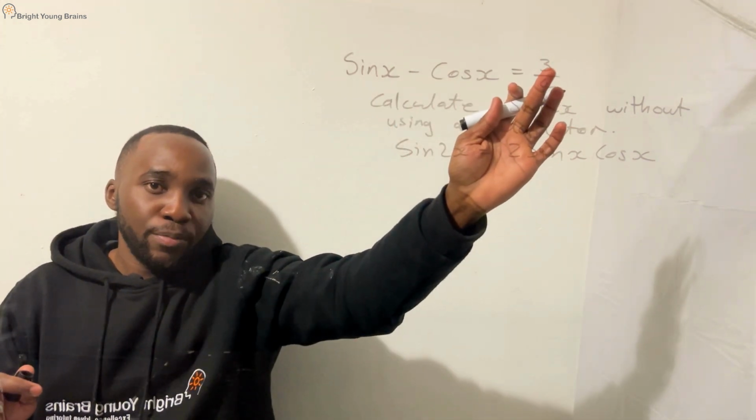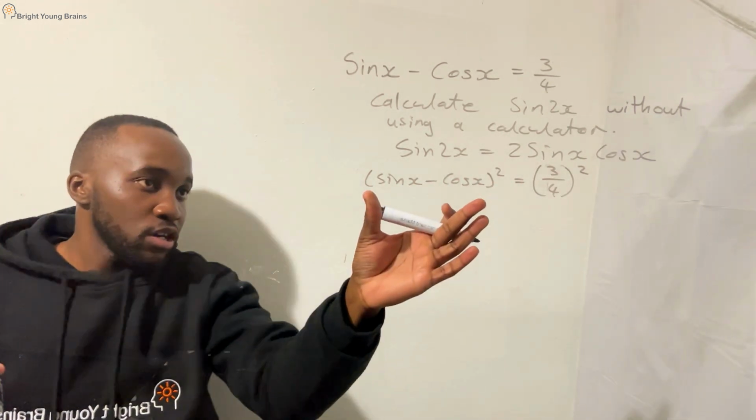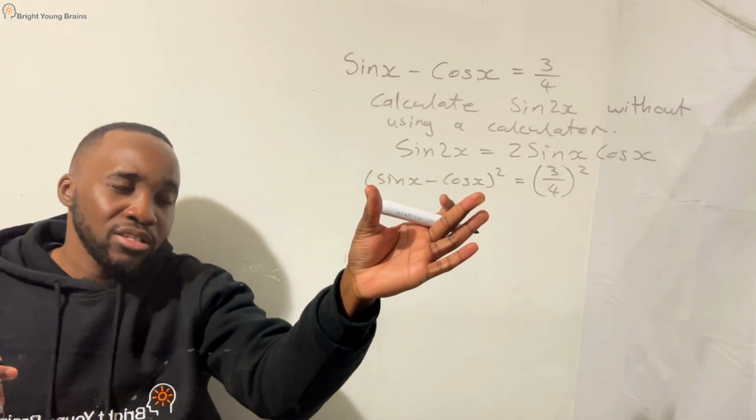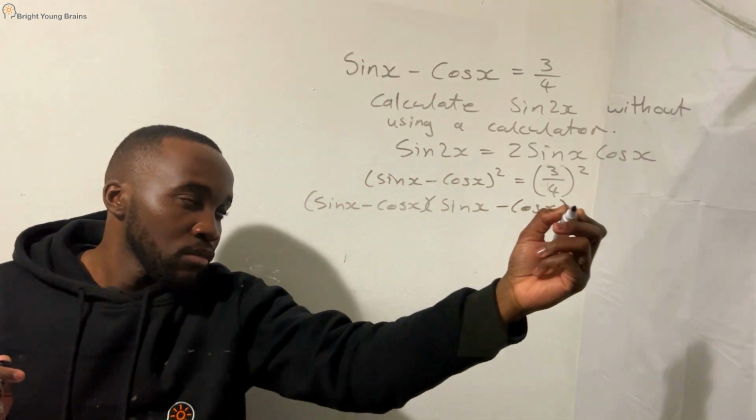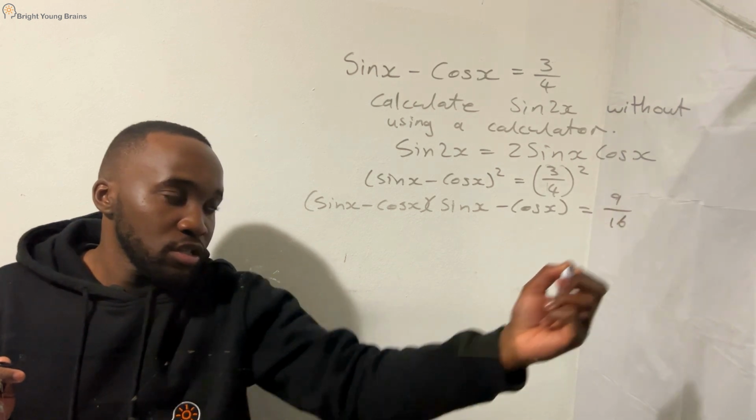With our original expression, if you square both sides, you're going to have the following. You see here, this is going to be two brackets that look alike. Now here, 3 squared is just a 9, 4 squared is just a 16.